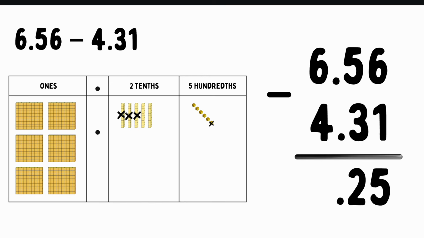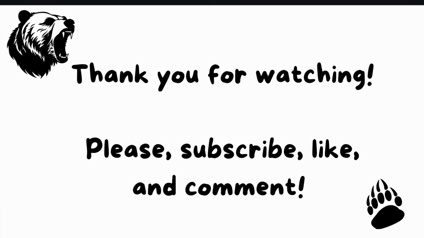Let's drop down the decimal. Now we have 6 minus 4. We have 6 wholes, or 6 ones, and let's subtract 4. We still have 2. The difference is 2.25, or 2 and 25 hundredths.